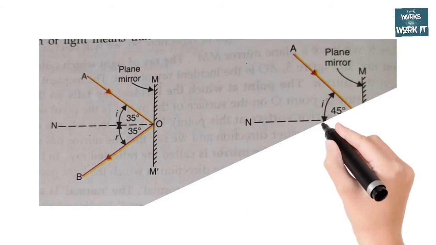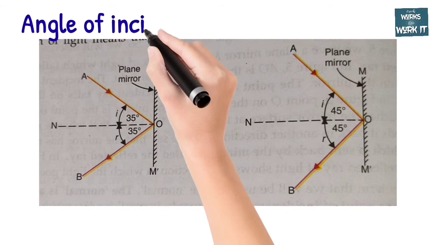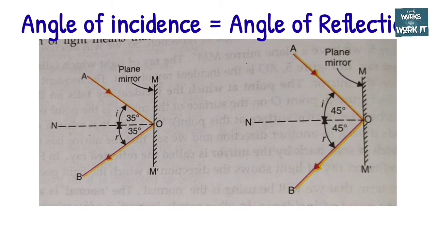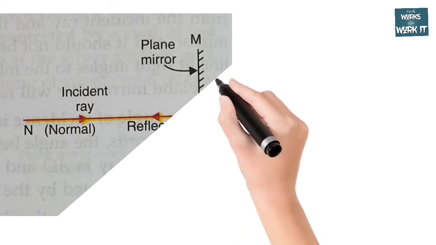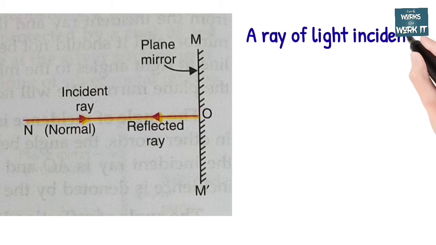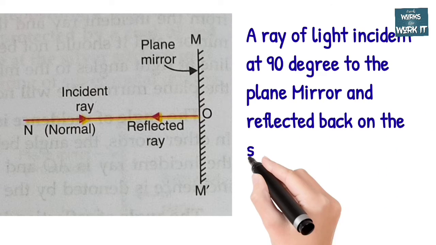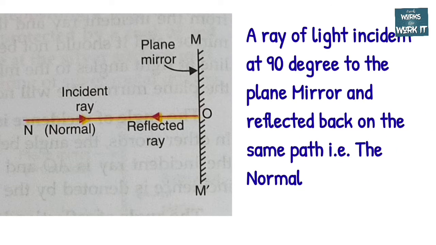So let's have an example here to understand more about angle of incidence and angle of reflection. In both the diagrams here, left hand side and right hand side, angle of incidence is equal to angle of reflection. So let's have a diagram for the normal. A ray of light incident at 90 degrees to the plane mirror and reflected back on the same path, that is called as the normal.